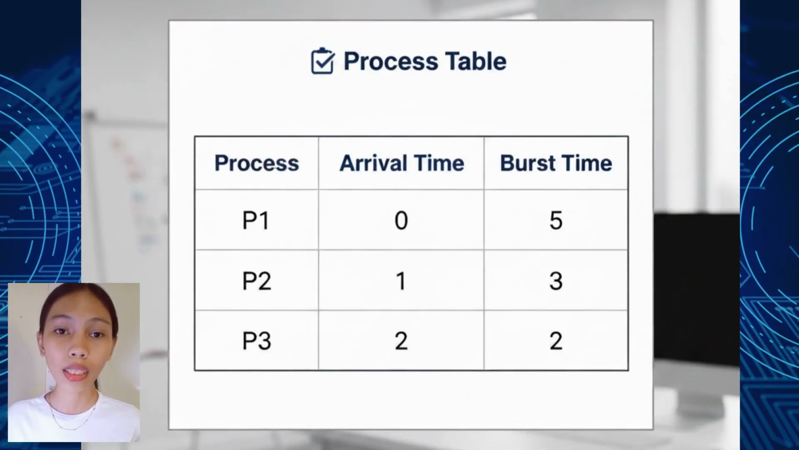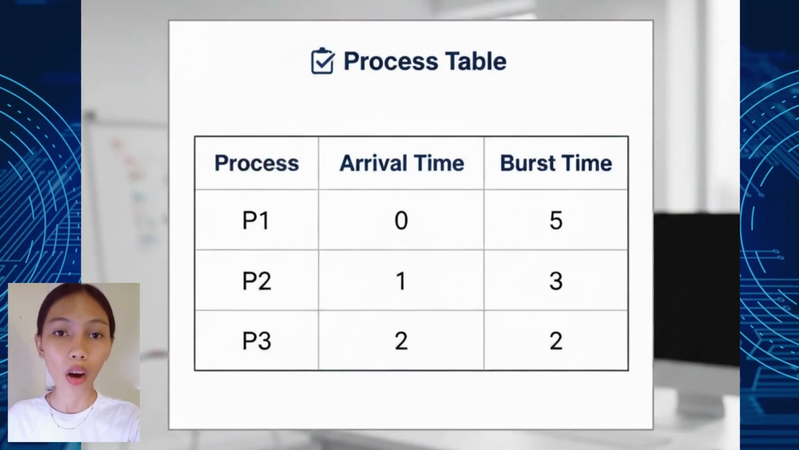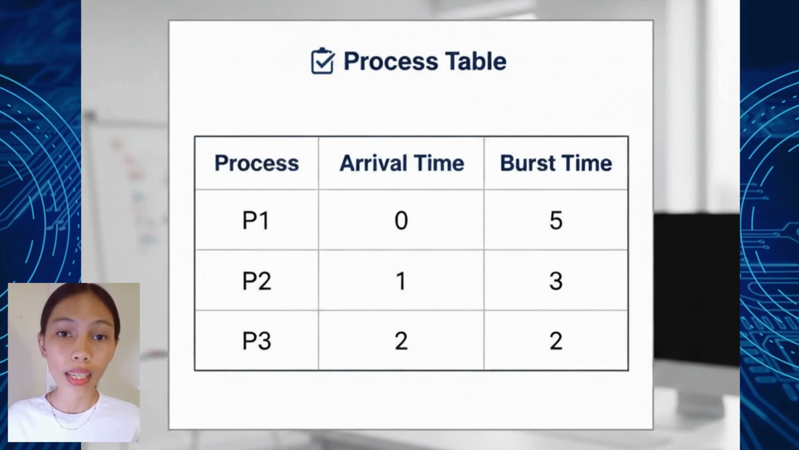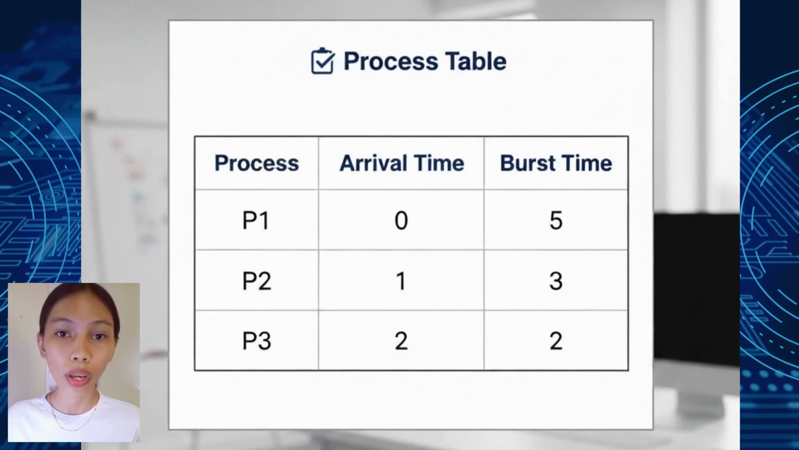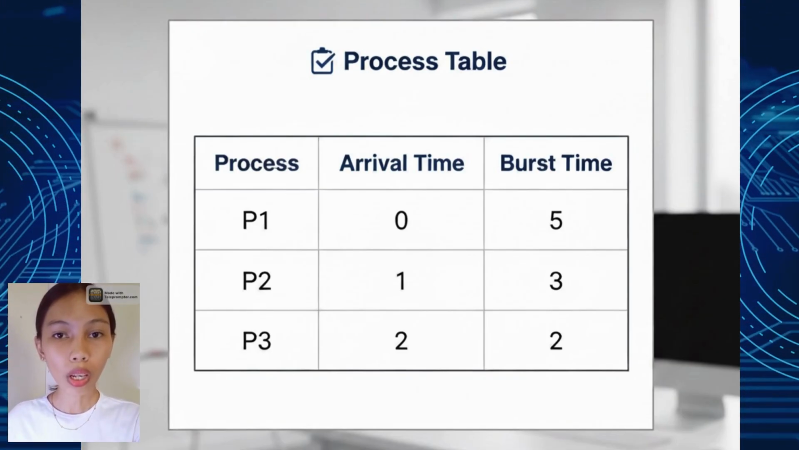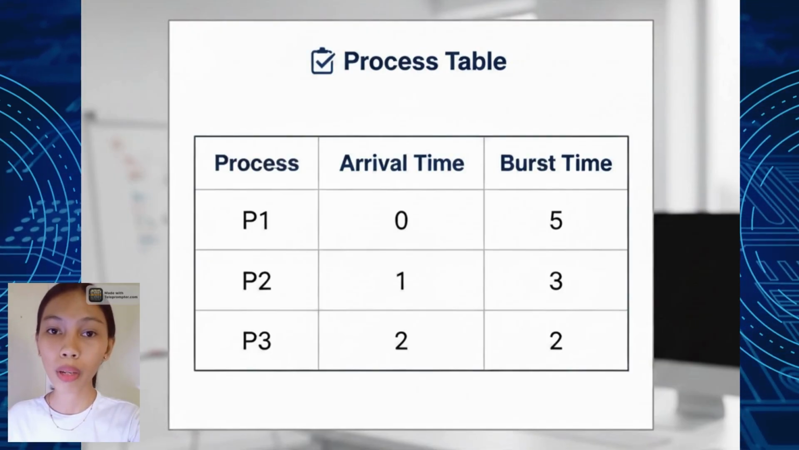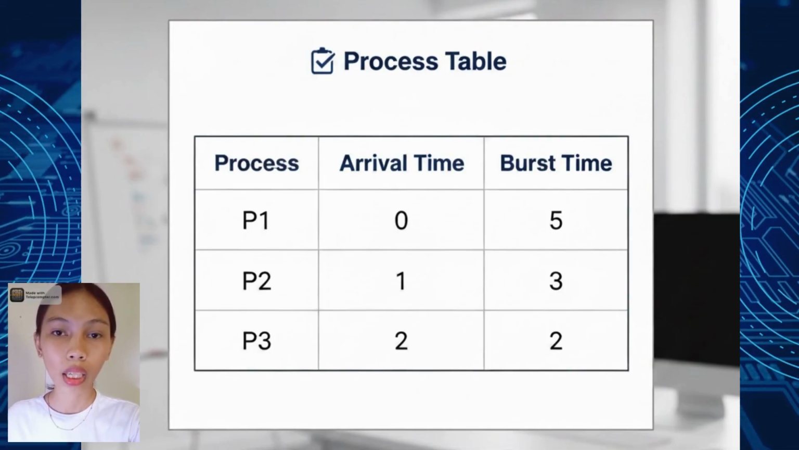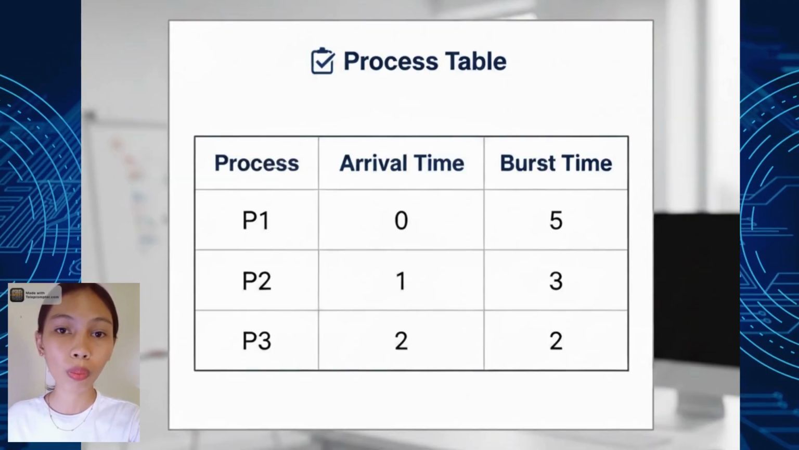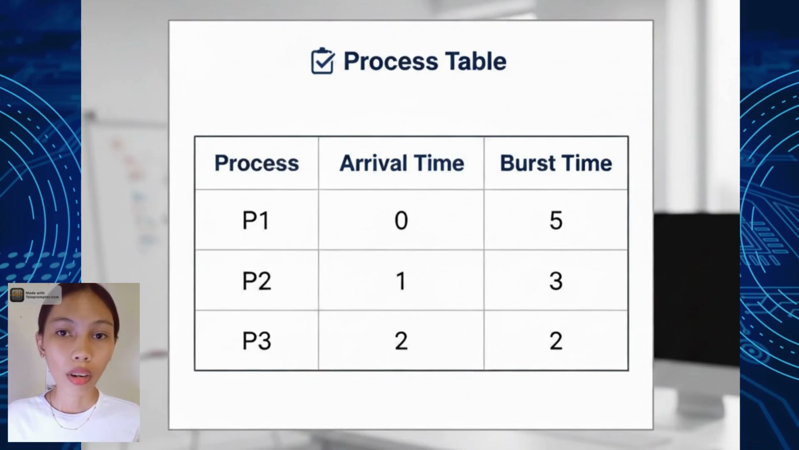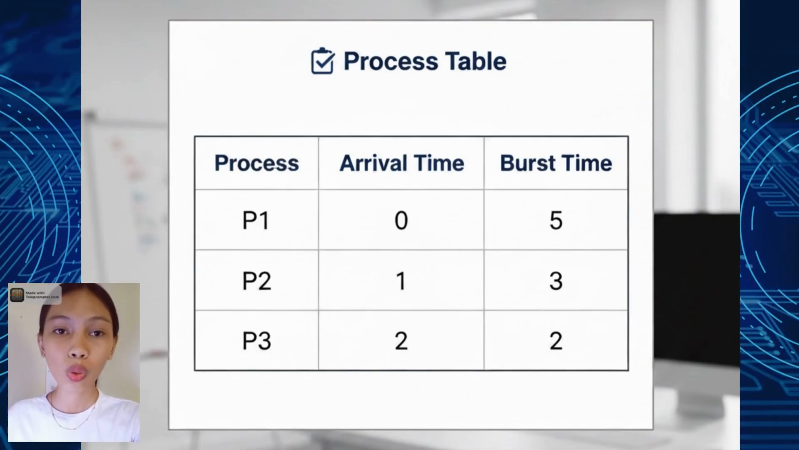Now let's look at an example to better understand how first come first serve scheduling works. First, here is our process table. We have three processes, P1, P2, and P3. P1 arrives at time 0 and needs 5 units of CPU time. Process P2 arrives at time 1 with a burst time of 3. Process P3 arrives at time 2 and needs 2 units.